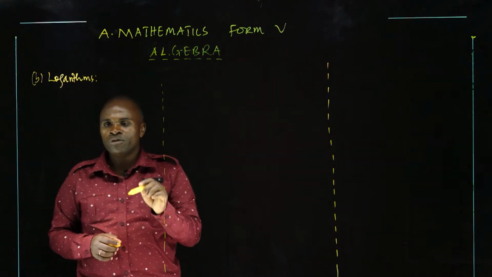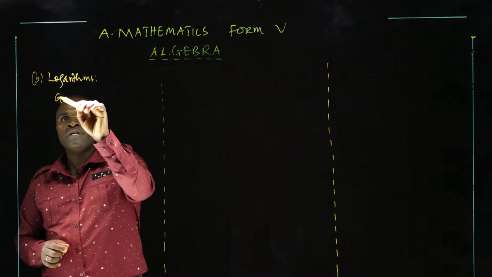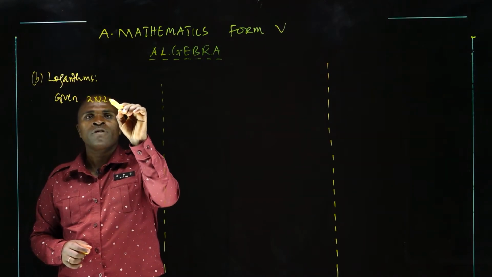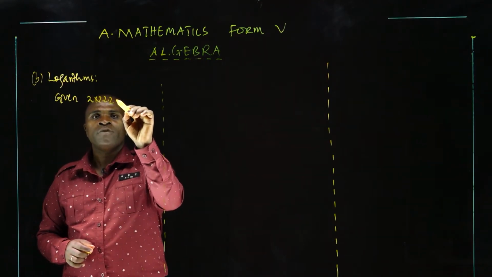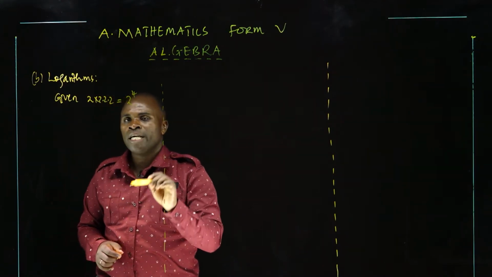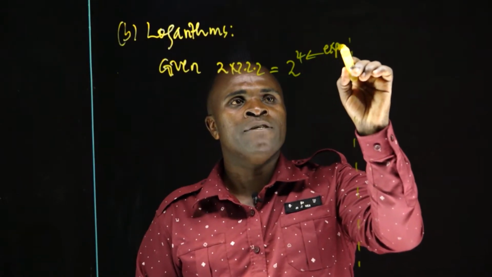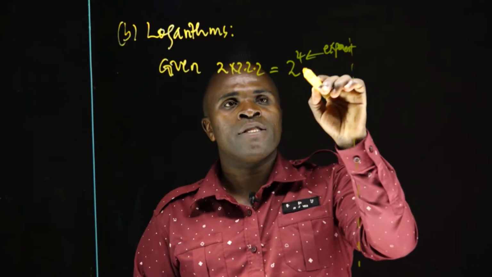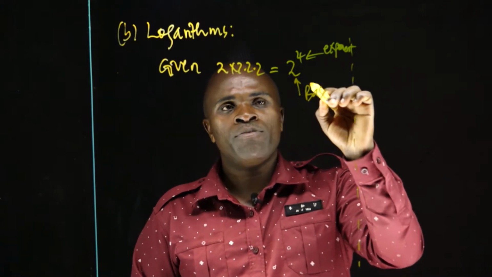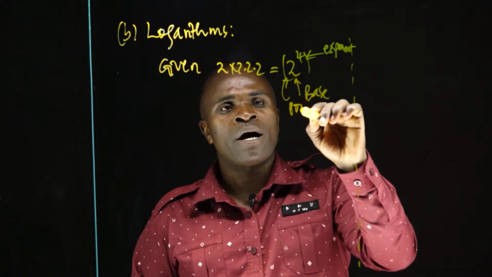When we were in Form 2, we covered that when given an expression like 2 times 2 times 2 times 2, this is the same as to say 2 power 4, the same as in exponent. This 4 is an exponent or index, while this 2 is the base. A combination of 2 and 4 together is always given the name power.